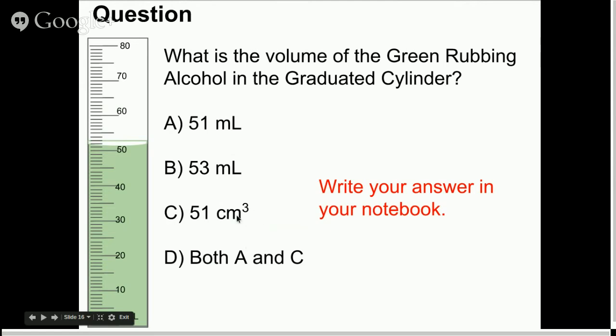Well, actually, both are correct. These are the same thing. It's just a little easier to write mL than cm cubed. So milliliters and cubic centimeters are the same. So the correct answer is actually D.